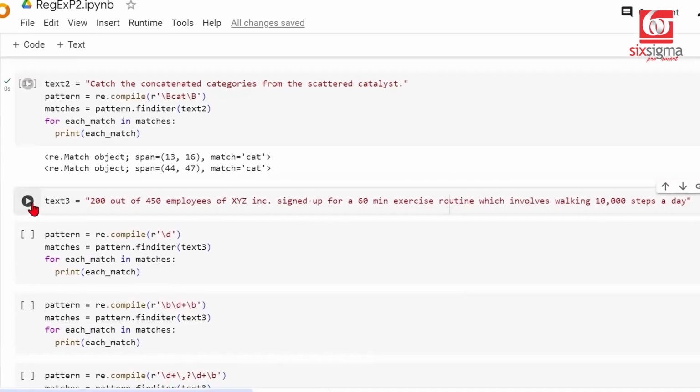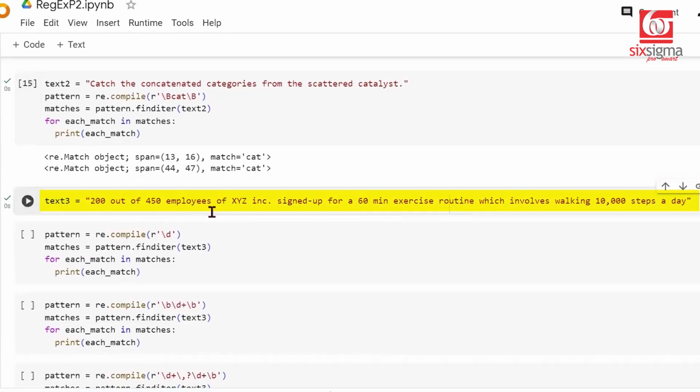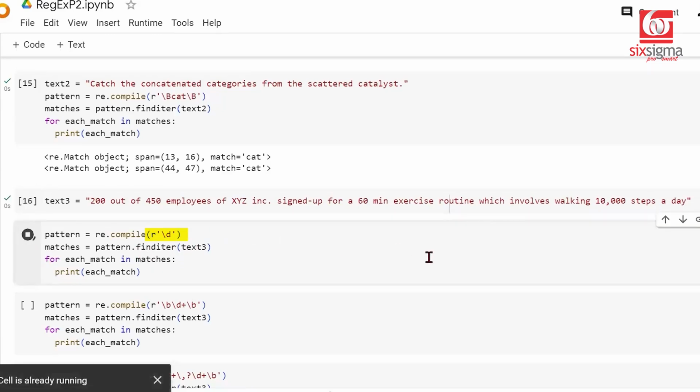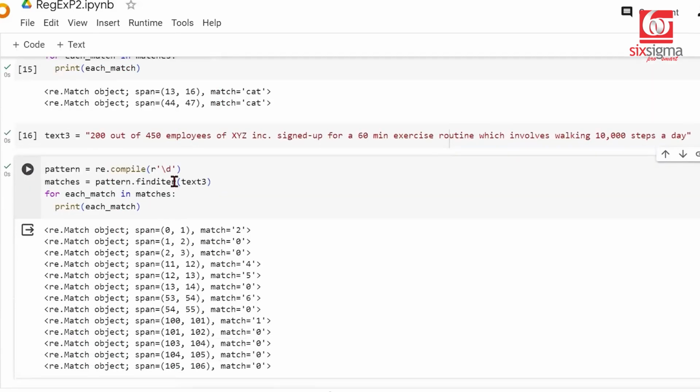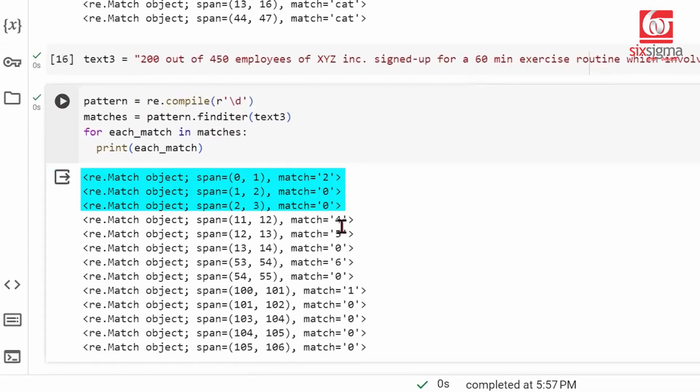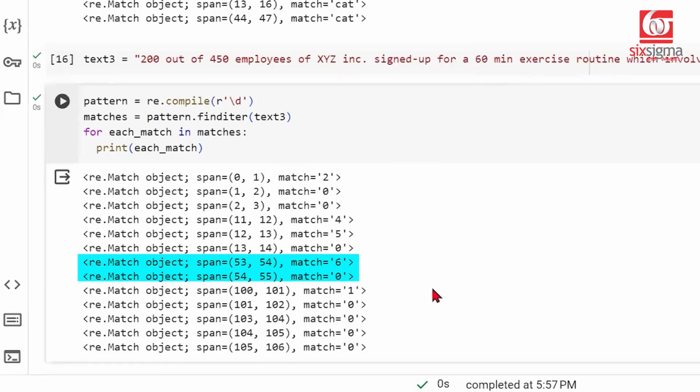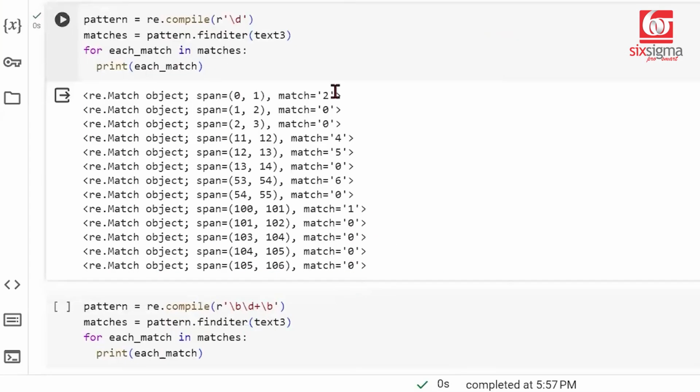Let's say we have another text, which is something like this: 200 out of 450 employees of XYZ Inc. signed up for a 60-minute exercise routine, which involves walking 10,000 steps a day. Now, let's say you're only interested in the numbers here. So for numbers, we do a \d. Let's see if we are able to catch all the numbers. It's able to identify the occurrence of digits at a character level. So it's saying 200, then 450, then 60, then 10, and 000. So it's able to identify all the numbers.